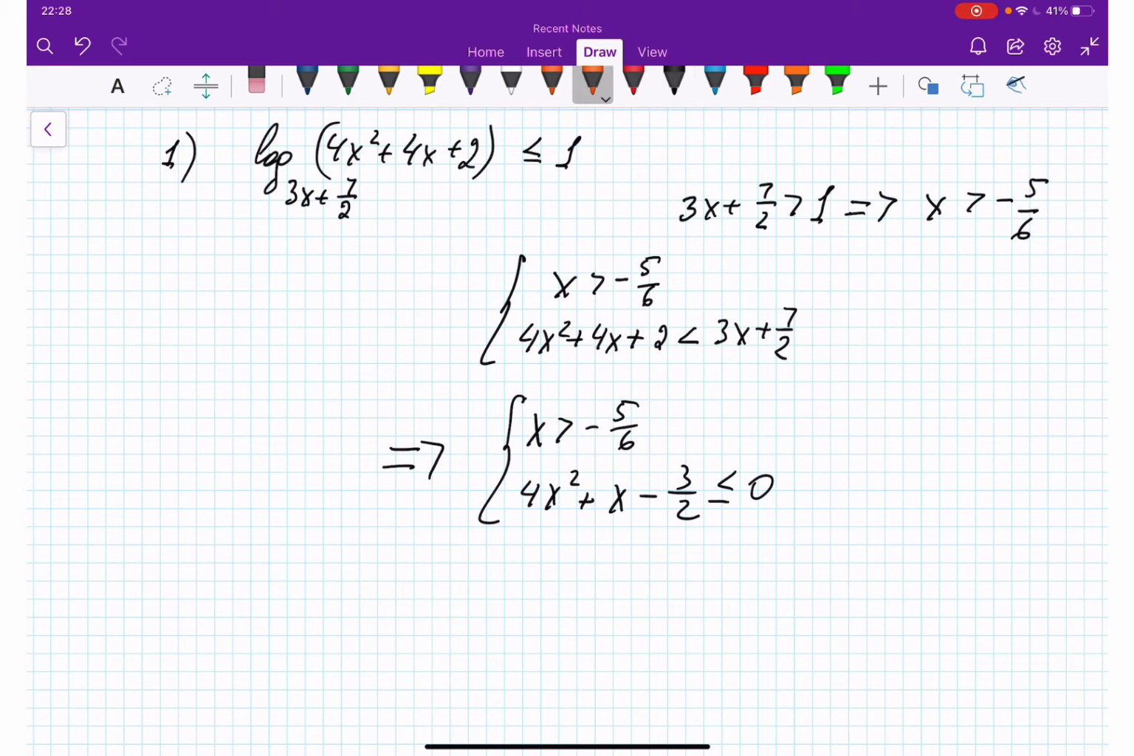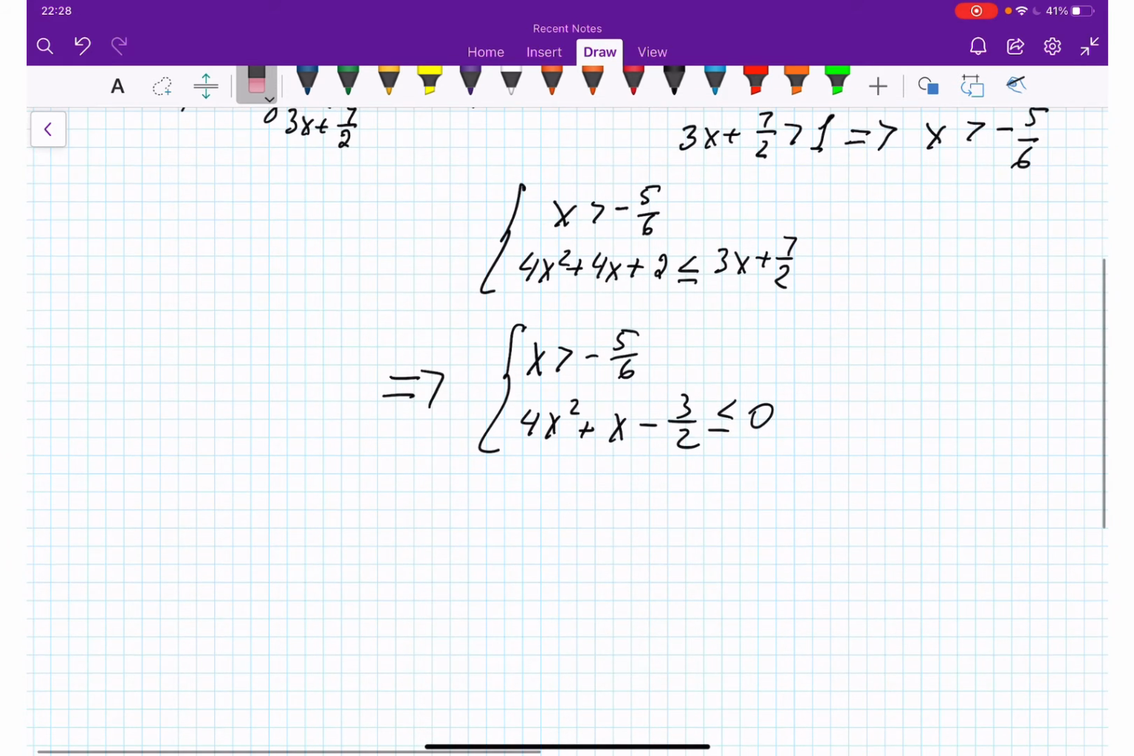Let me do this drafting of simplification. What do we have? 4x squared plus 4x plus 2 minus 3x minus 7 over 2 less or equal 0. So it's going to be 4x squared plus x, and negative 7 over 2, that is 3 and 1/2, plus 2, it's going to be negative 1 and 1/2, which is 3 over 2, less or equal 0. And this is how we got it.